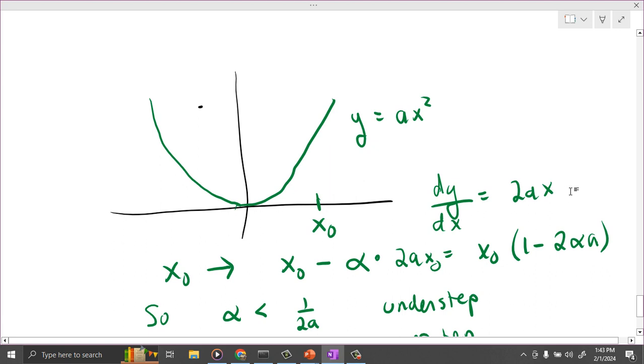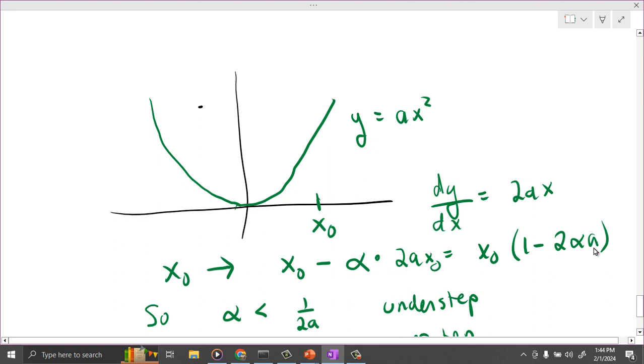And if I use the formula with learning rate, after one iteration x0 will go to x0 minus alpha times the derivative, which is 2ax0, which can simplify to this value, x0 times (1 minus 2 alpha a). Okay? Now this alpha controls the steepness of the parabola. If alpha is big, it's a very steep parabola. If alpha is not steep, it's a much shallower parabola. Right? So you can see this behavior is very much depending on both alpha and a.